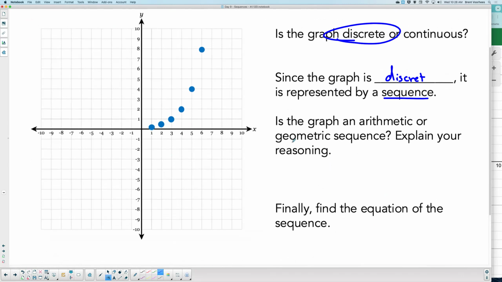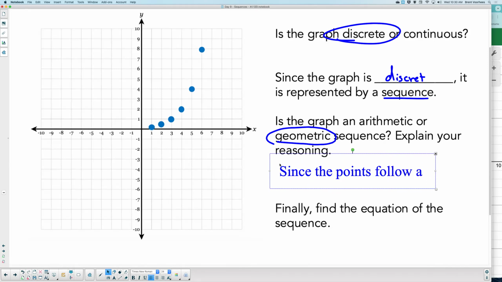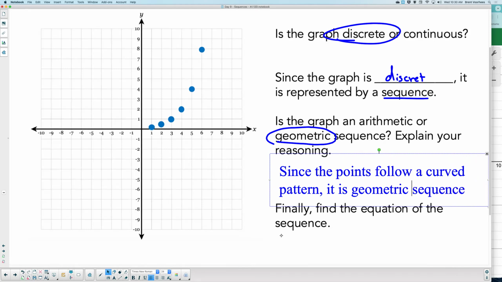Kiko, you're telling me it's geometric. How do you know it's geometric? What are you seeing? The curve. Since the points follow a curved pattern, it is geometric. Since the points follow a curved pattern, it is a geometric sequence.